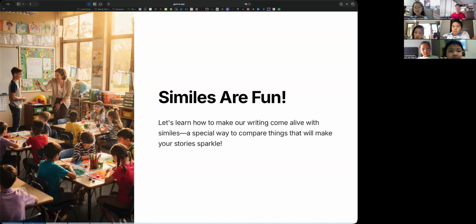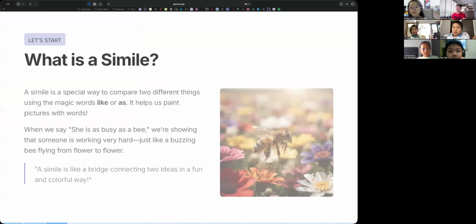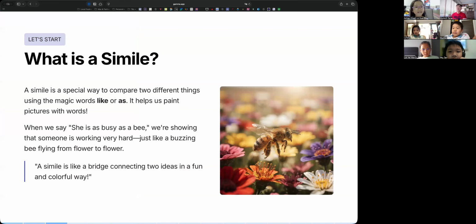So we are going to learn similes in order to make our stories more interesting for our readers. Just remember you use the word like or as in order to build a simile. So you will use something like she's as busy as a bee, or she is busy like a bee. Both are equally correct when we talk about a simile. So when I say she is as busy as a bee, what am I comparing her to? Anyone? What animal am I comparing her to?